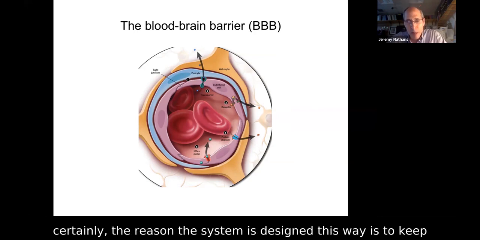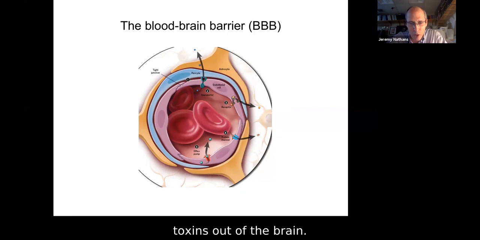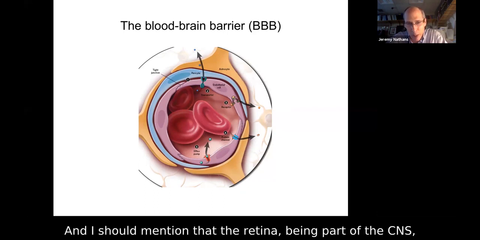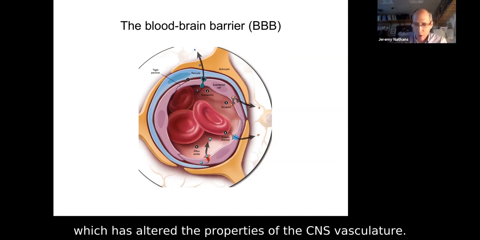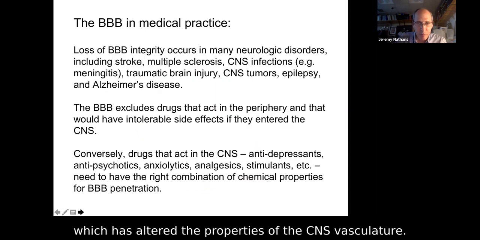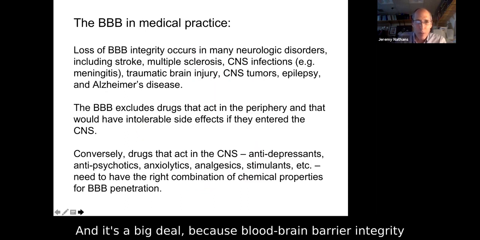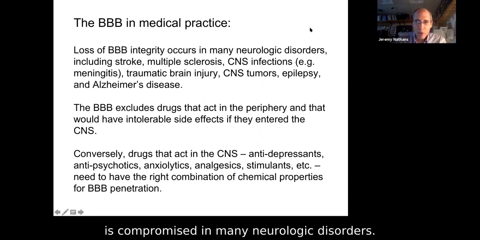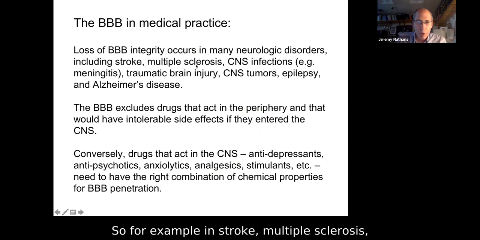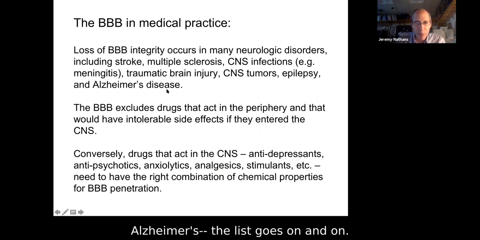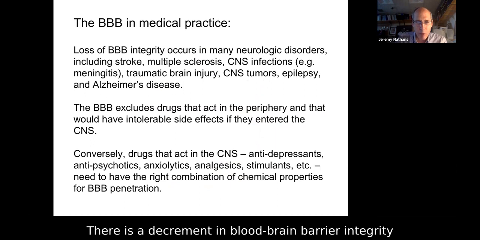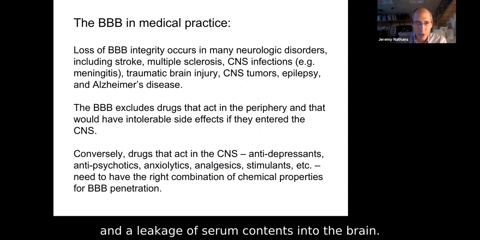But almost certainly the reason the system is designed this way is to keep toxins out of the brain. And I should mention that the retina, being part of the CNS, has exactly the same system. So this is a whole pattern of gene expression which has altered the properties of the CNS vasculature. And it's a big deal because blood-brain barrier integrity is compromised in many neurologic disorders. So for example, in stroke, multiple sclerosis, CNS infections, traumatic brain injury, tumors, epilepsy, Alzheimer's, the list goes on and on. There is a decrement in blood-brain barrier integrity and a leakage of serum contents into the brain.